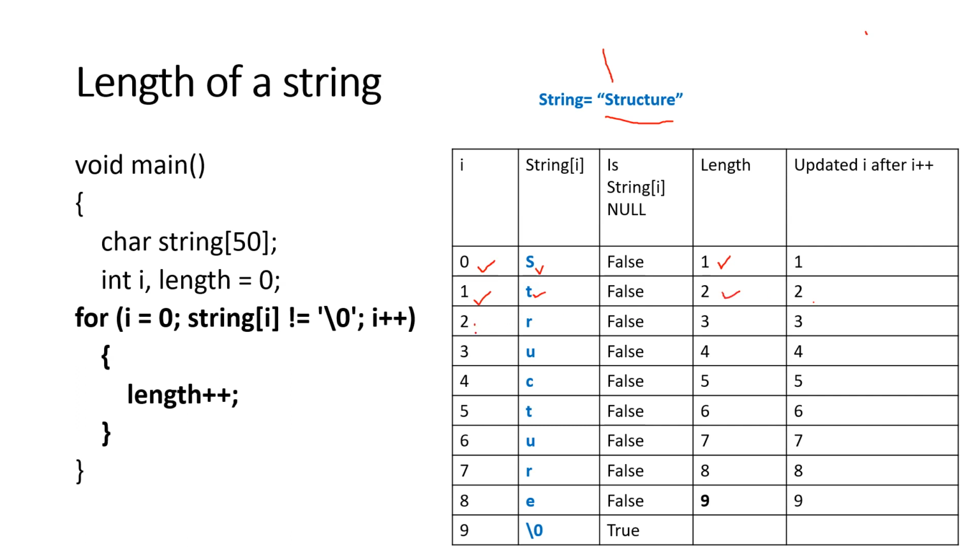Second character, index 2, r. Like that you repeat till the end. Once you reach the null character, return that length, 9. As you can see, there are 9 characters. S T R U C T U R E, 1 2 3 4 5 6 7 8 9. Total there are 9 characters. Return it. This is an incomplete program. You can do any other operation like printing. All those you can do.